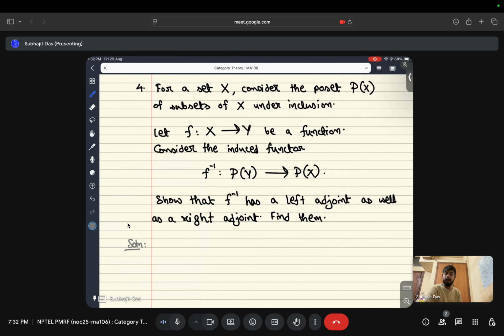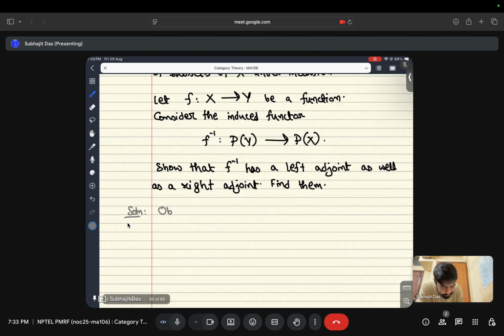So what the problem is asking you to show is that f inverse has a left adjoint as well as a right adjoint. So I'll only do the left adjoint part and I'll leave the right adjoint part for you. So yeah, let's start.